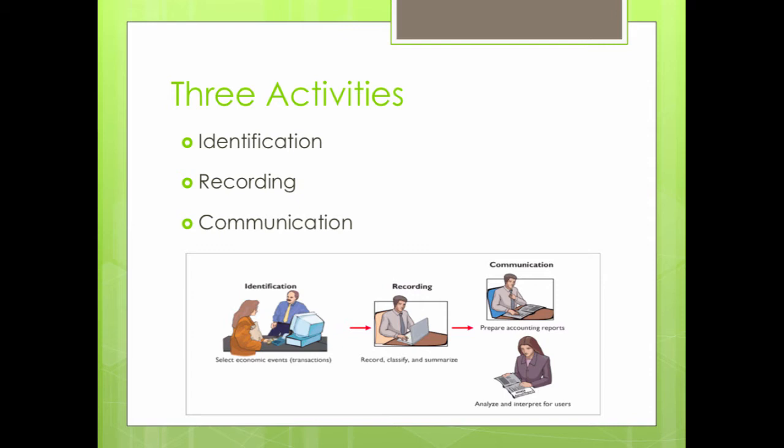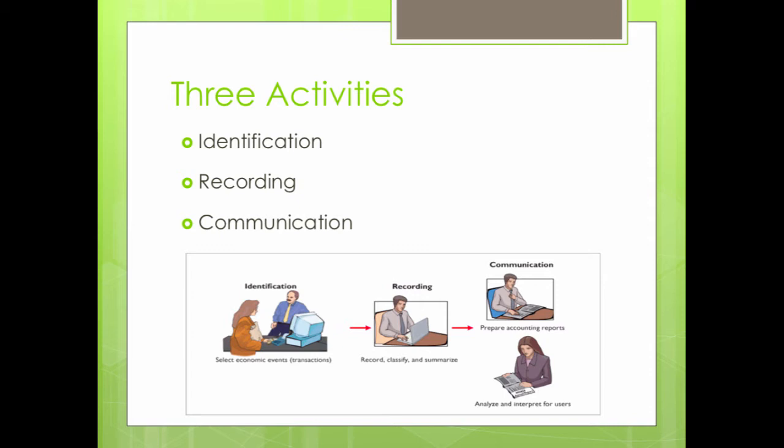So there are 3 types of activities in the accounting process. And if you look at this picture here, the 3 activities are identification, recording, and communication. So let's just follow this picture here for visual. A company, first of all, or a business identifies the economic events relevant to its business.